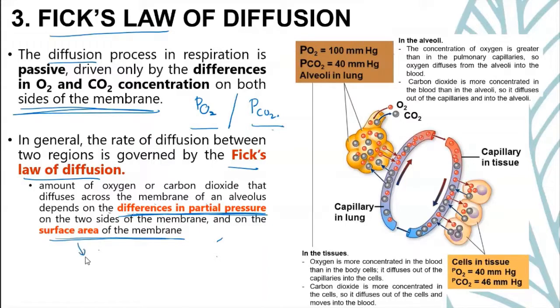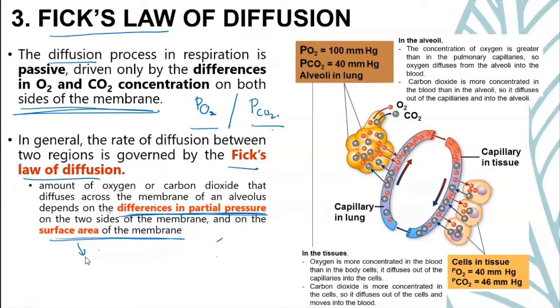Surface area must increase, so that's why the alveolus is surrounded by many blood capillaries. This allows for more diffusion of gases, and the alveolus is highly folded, which also increases the surface area for gas to diffuse through this structure.